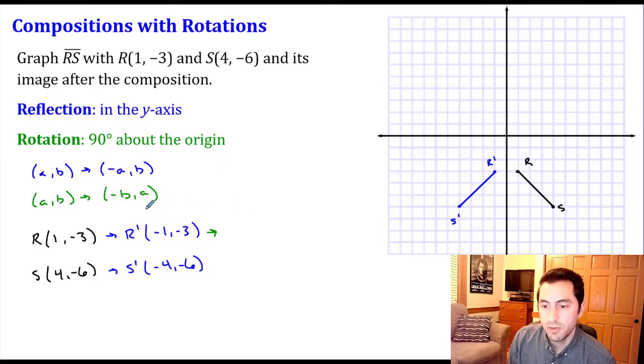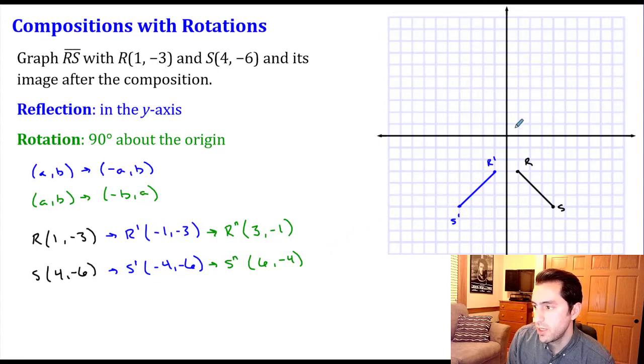And then we switch the sign on that first one. So for R double prime, it's going to be -3, -1, and then we make the first one the opposite sign. So 3, -1. And then for S double prime, switching the -4 and the -6, we make the first one positive here. So 6, -4. And now let's graph these.